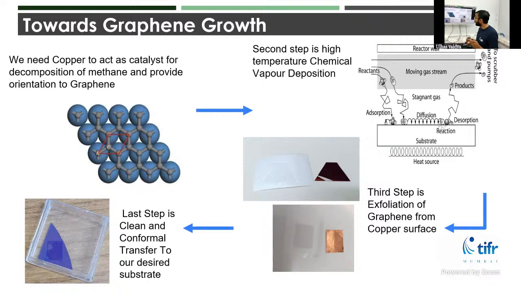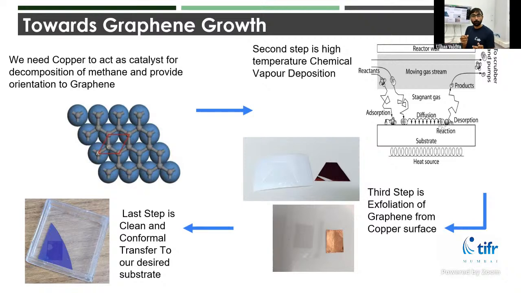Now, this copper first acts as a catalytic center. Second of all, there's an epitaxial relationship between graphene and copper. So we are talking about epitaxy. We can grow graphene in a single crystal manner if we grow it on single crystal copper. So that will be the first step that Kaushal will show shortly: how do we grow single crystal copper itself, and on top of it, we grow single crystal graphene.